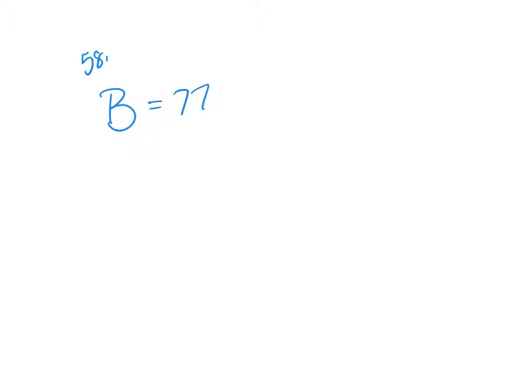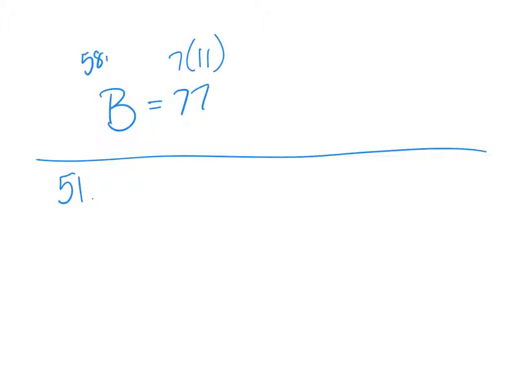Big B for number 58 would be 7 times 11. It's the area of that rectangle that's on the ground. So it's 77. Number 51 is the lateral area of a prism. So what is the formula for lateral area of a prism? L equals P, big P, H. Big P and H, okay?